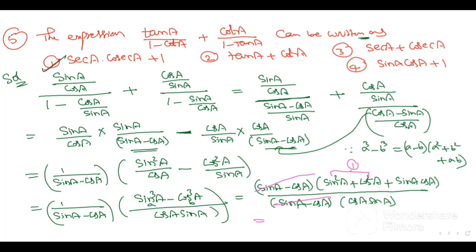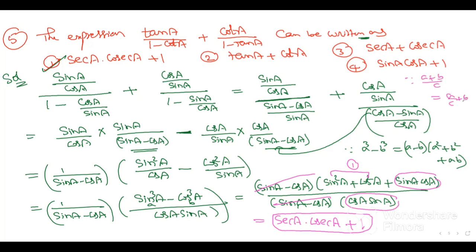Here, now do individual division. So here 1 by sin A cos A is nothing but secant A into cosecant A. Plus here sin A cos A by denominator sin A cos A, it will become 1. Do you know this formula? (A plus B) by C is equal to A by C plus B by C. Okay, we should apply this formula. So option 1 is correct.